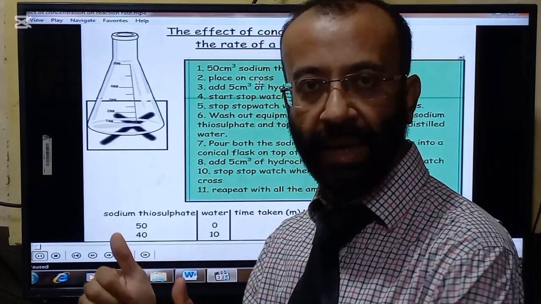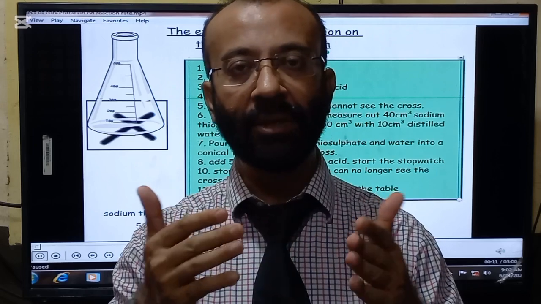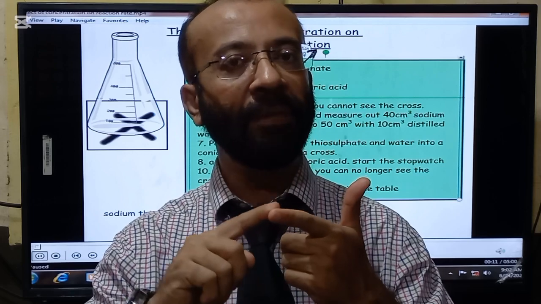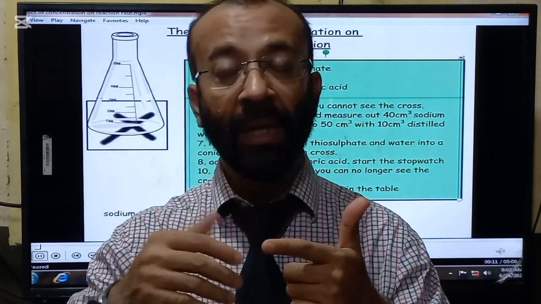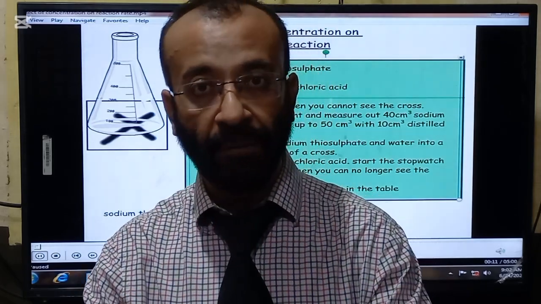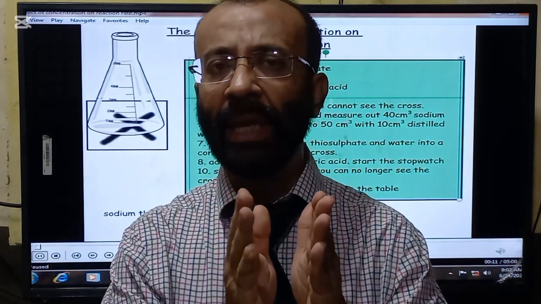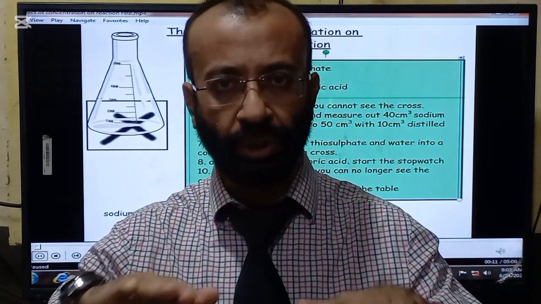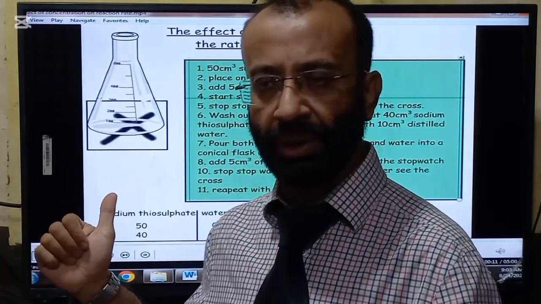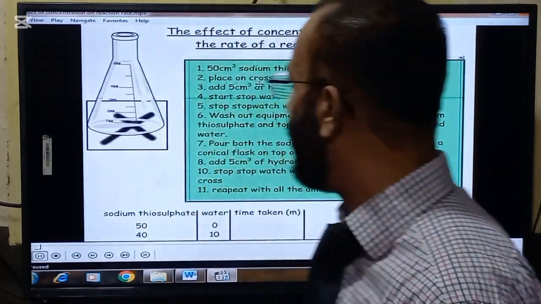So this is the main idea, and definitely the solution will be obscured because of the collision of the reactant particles. It means if the rate of the chemical reaction is more, it will take less time for the cross sign to be obscured. And if the rate of the chemical reaction is slow, it will take longer to be obscured. So this is the main idea. So now concentrate.